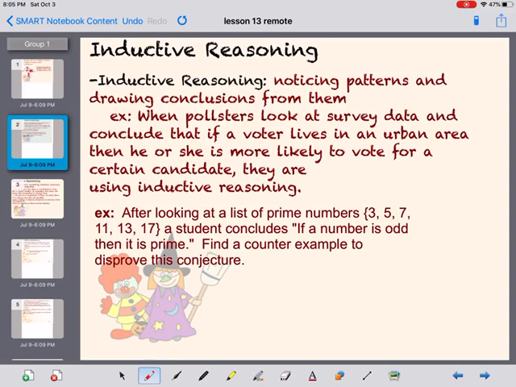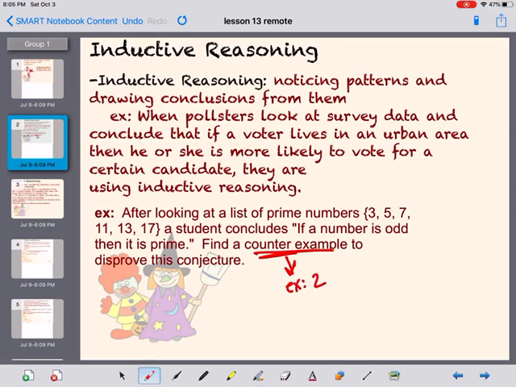Another example, look at this list of prime numbers: 3, 5, 7, 11, 13, and 17. A student made a conclusion and said, oh, if a number's odd, then it's prime. Anyone see any issues with that? The problem is, there's a lot of odd numbers that aren't prime. Another problem, 2 is prime, and that's not odd. So that's what we call a counterexample.